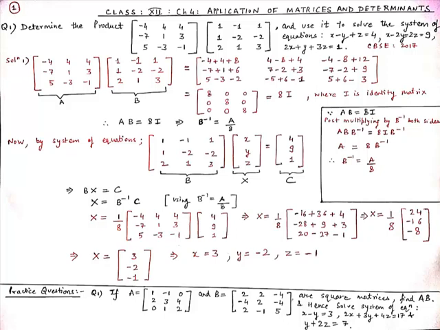So from here we get X is equal to 1 upon 8 into the matrix [24, -16, -8]. When we divide all the elements by 8, we get x is equal to 24 upon 8, which is 3, and y is equal to -16 upon 8, so we get -2, and z is equal to -8 upon 8, which is -1. Therefore students, x is equal to 3, y is equal to -2, and z is equal to -1.